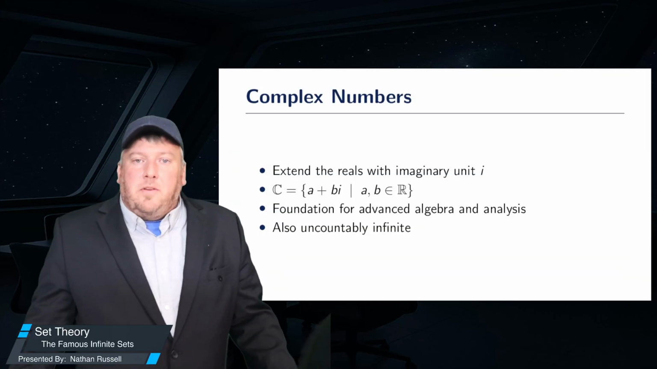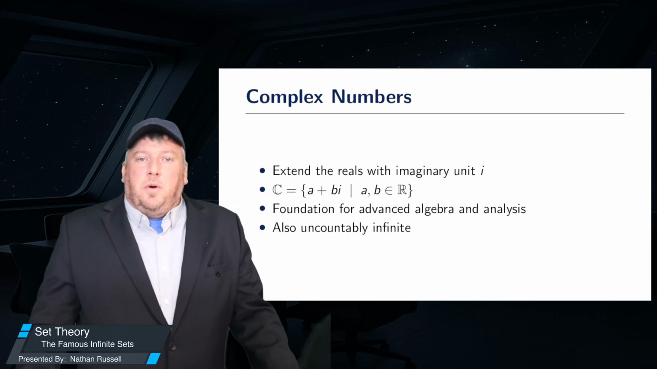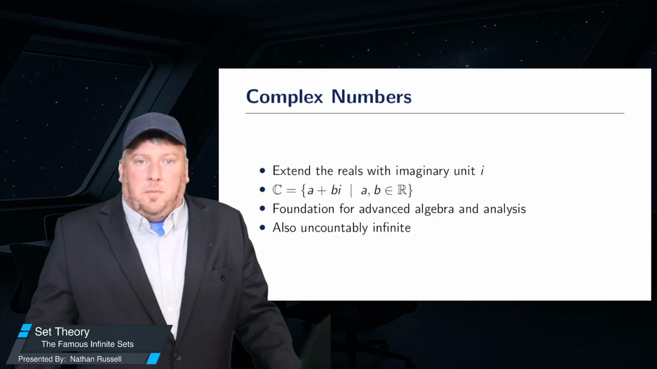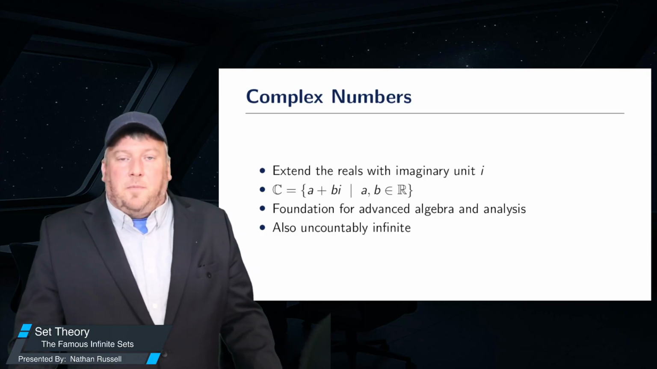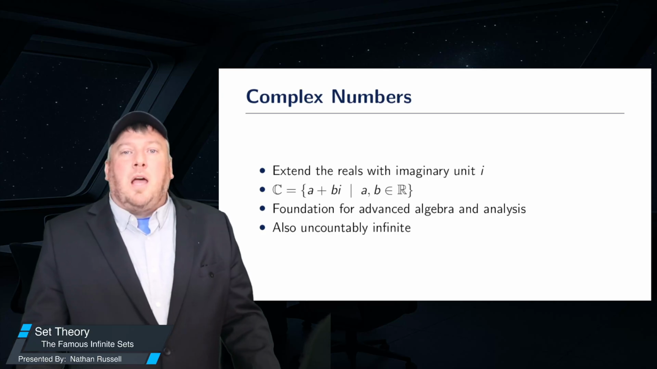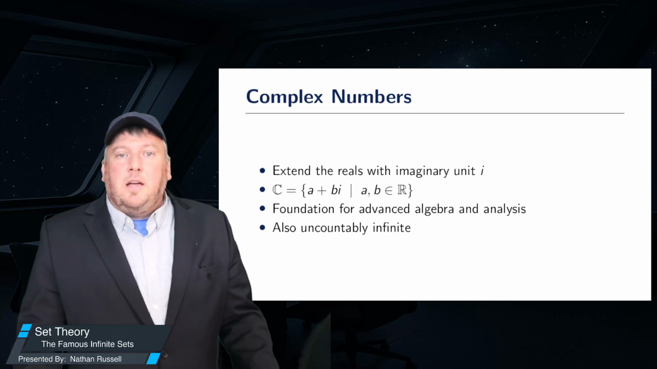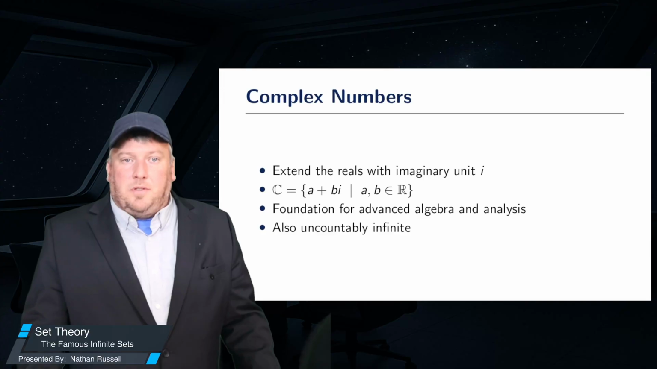Moving up the chain of famous infinite sets, we're going to extend the real numbers to create the complex numbers. These numbers introduce the imaginary unit i. The complex numbers are the numbers having the form a plus bi, where a and b are real numbers.